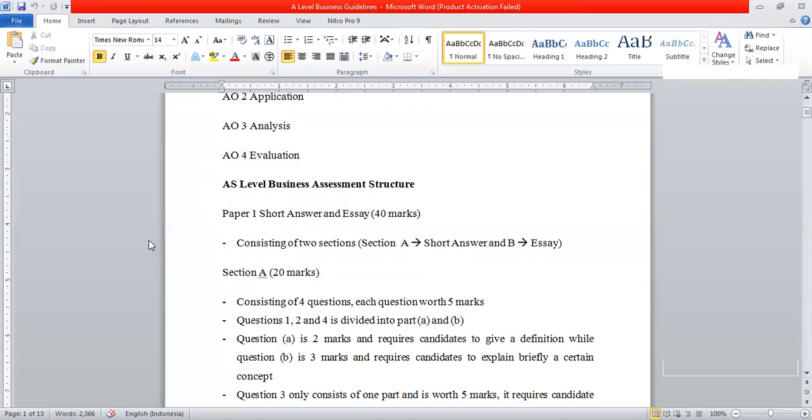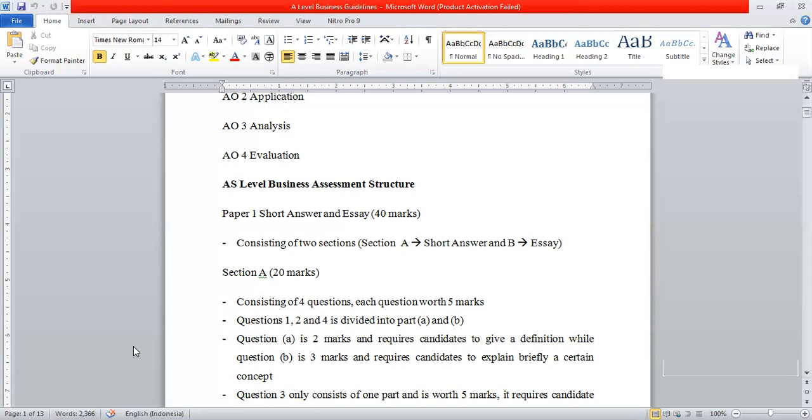Section A is the short answer, while section B is the essay. It is divided proportionally. Section A is 20 marks, section B is also 20 marks. So half short answers, half essay questions. Section A, 20 marks, has 4 questions: question 1, question 2, question 3, question 4.